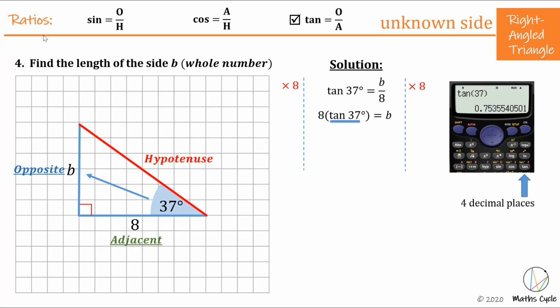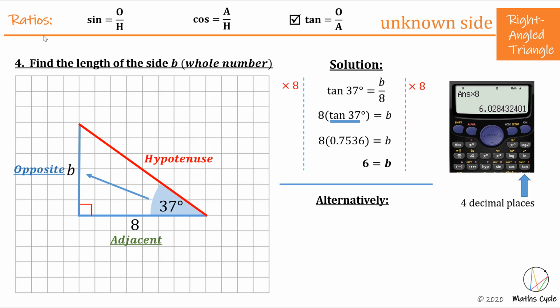So my ratio is 0.7535540501. And then we're going to take that ratio and multiply it by the 8. So multiply that by 8 and we get 6.028432401. Now looking back on my question, we were asked this time to leave it as a whole number. So leaving it as a whole number, after my decimal point, I have a 0, so that means I'll be rounding down. So I'll be rounding down to the value of 6. So B is 6 units in length.